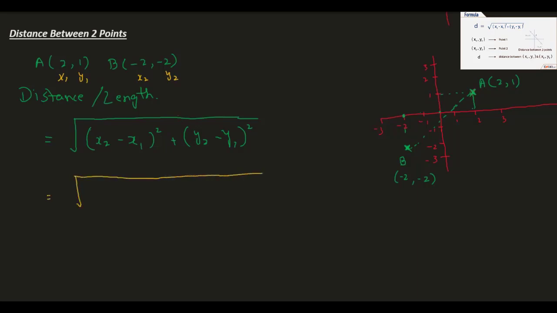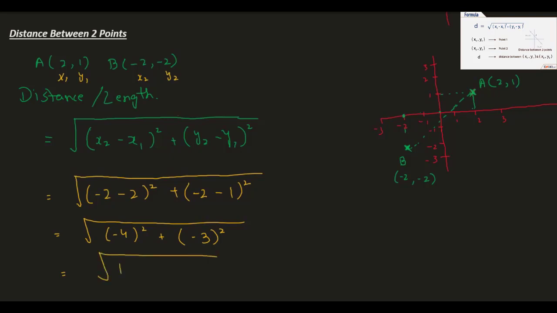My x2 is -2 and x1 is 2, plus y2 is -2, then minus y1 which is 1, whole square. So now I am going to just solve it. So this is -4 square plus -3 square under root. This is 16 plus 9, which is under root 25, and under root 25 is 5. So the length between these two coordinates is 5.